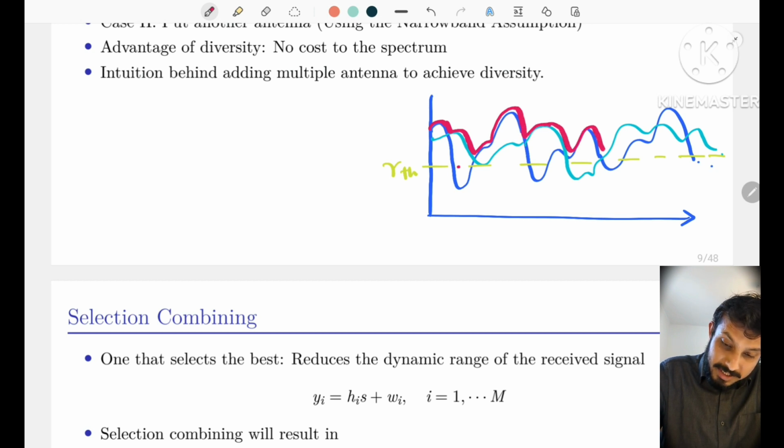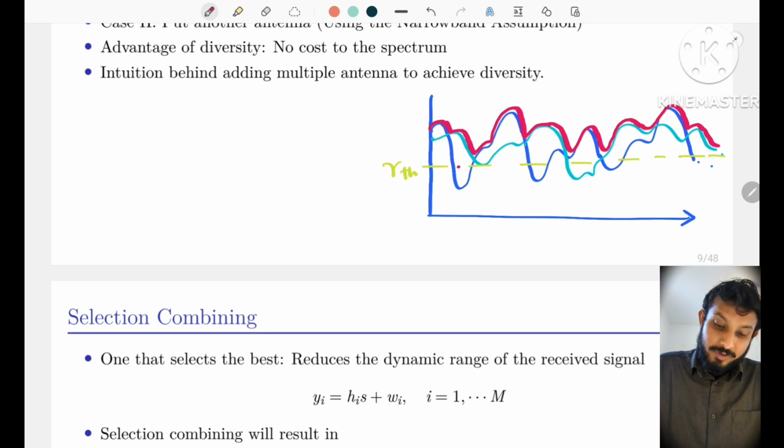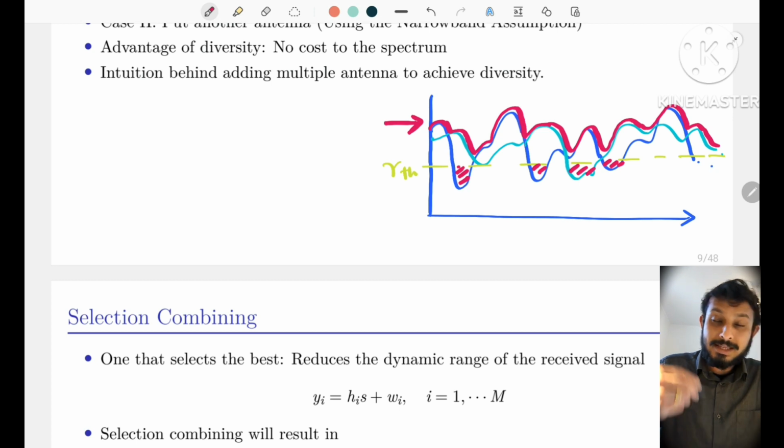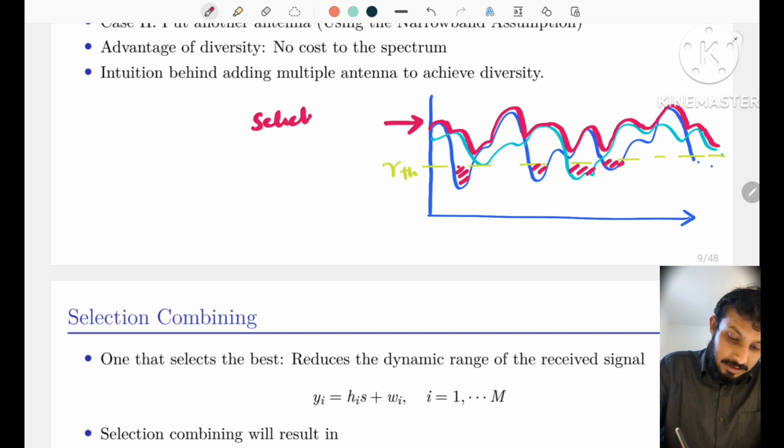And it can be seen that it hardly goes below the outage threshold, or it hardly goes below the gamma TH. Whereas in case when you consider the single branch, let's say the blue one, there are chances when the signal goes below the threshold. So this kind of combining, where we select the best signal from different branches, is known as selection combining.